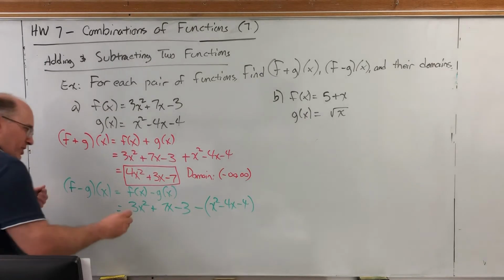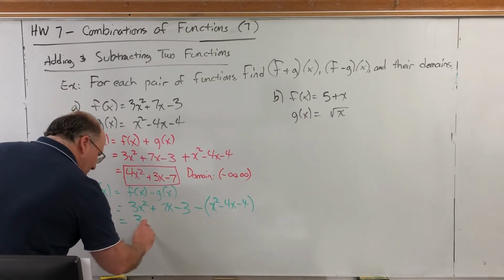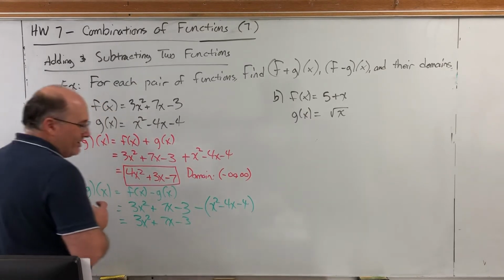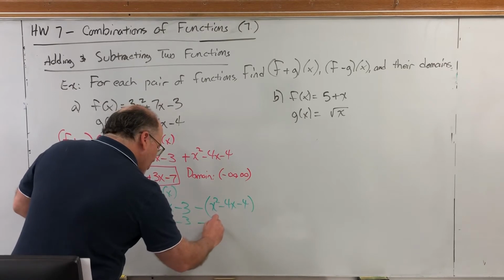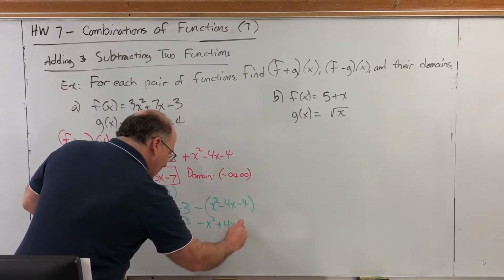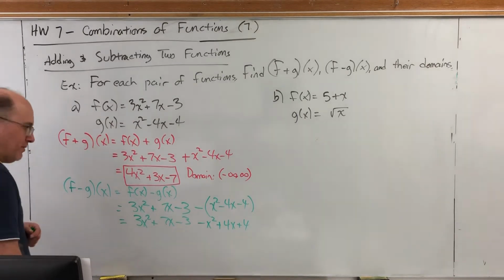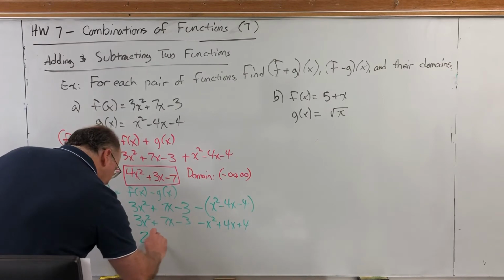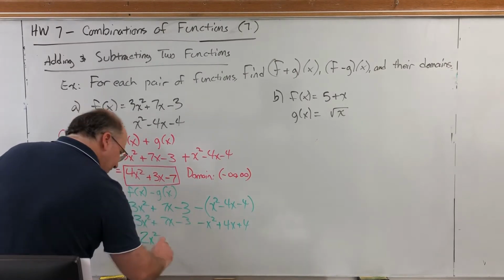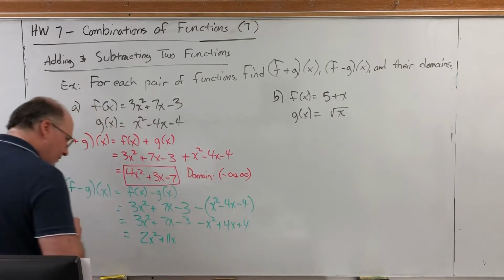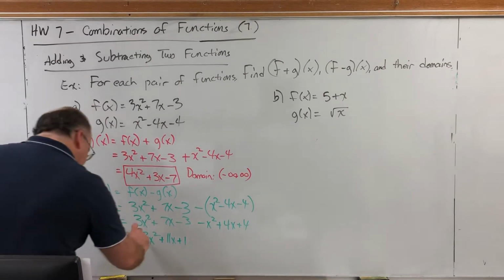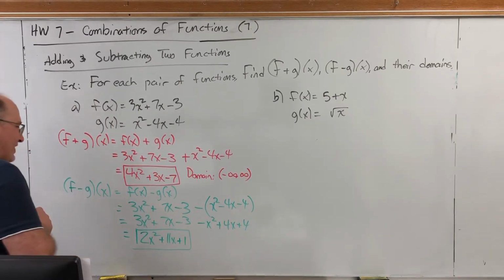The first function doesn't do anything yet. It's still 3x squared plus 7x minus 3. But when we distribute the minus sign, the second function becomes negative x squared plus 4x plus 4. And now we just have to combine like terms. 3x squared minus x squared is 2x squared. Positive 7x and positive 4x is positive 11x. Negative 3 plus 4 is positive 1. So when we subtract them, we get 2x squared plus 11x plus 1.